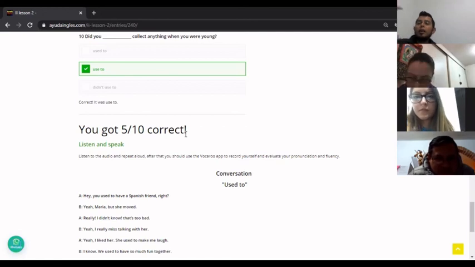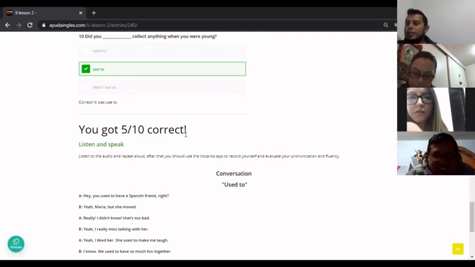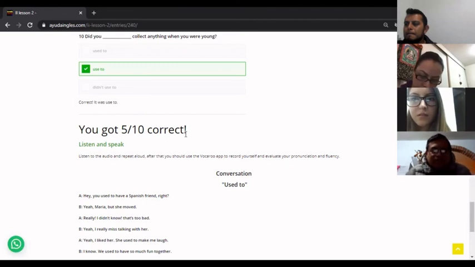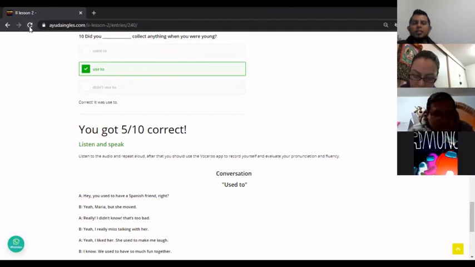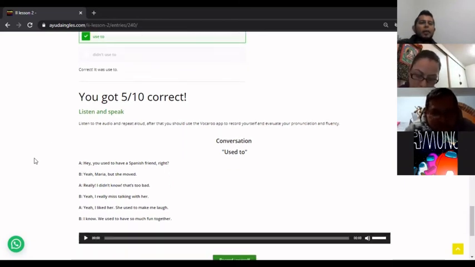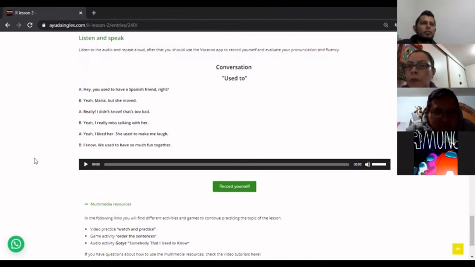If you get less than 9 or 10, how can you do the homework or this test again to change the result? That is what I'm going to say. How can you do it again? For example, if you got 5 and you want to repeat it, you just refresh the page. Just click here in refresh and it starts again and it erases everything so you can do it again. Okay, thanks. Perfect. Now we have a conversation with used to.